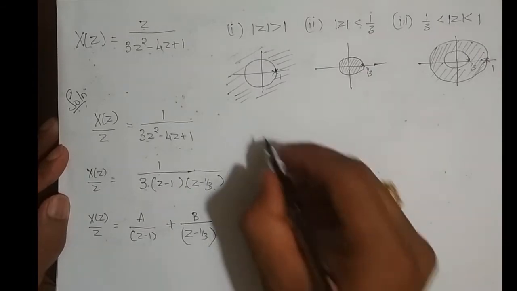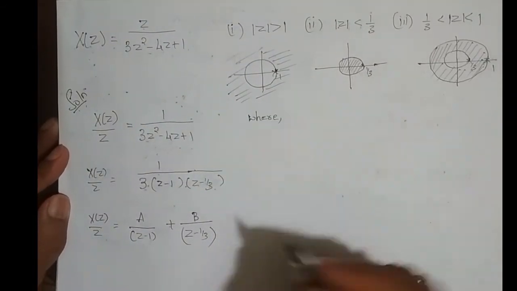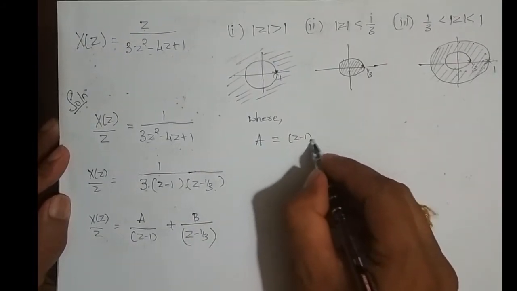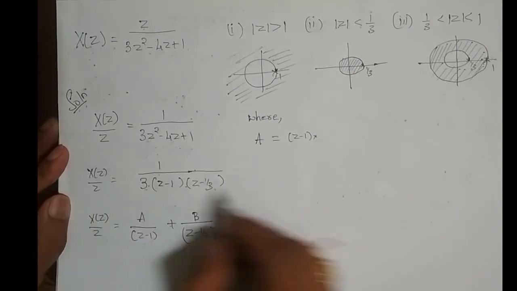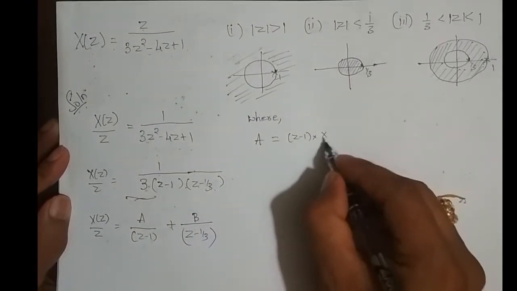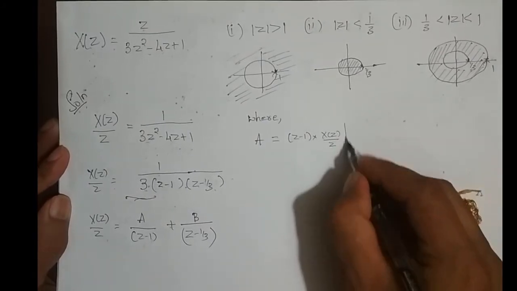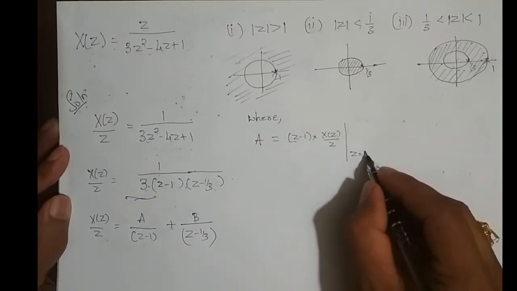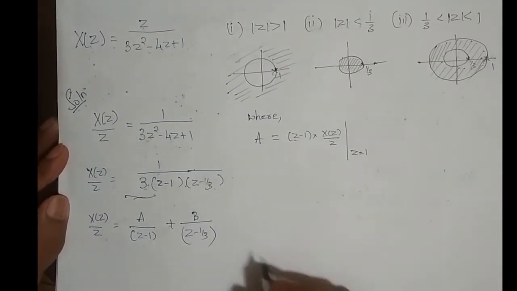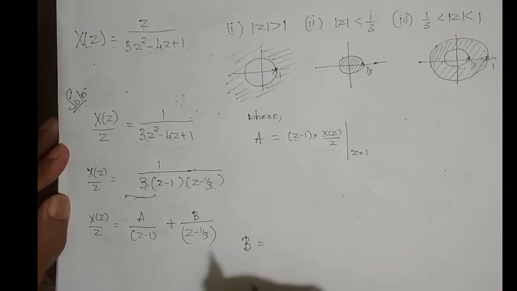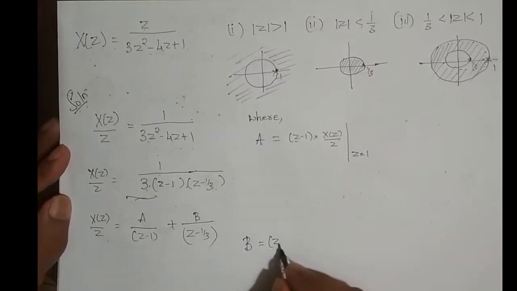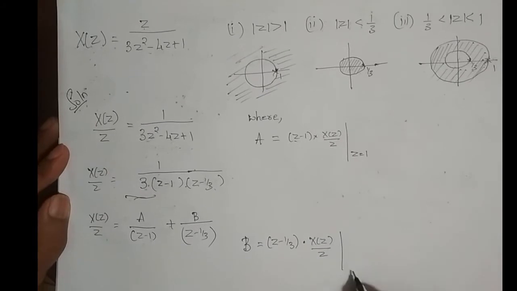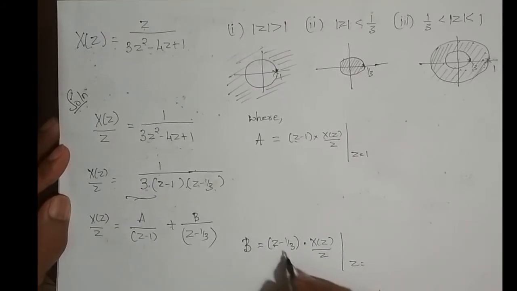Now I need to find the values of A and B. What is the formula? A is equal to z minus 1 into X of z by z, evaluated at the value of z for which the denominator becomes 0, that is z equal to 1. Similarly for B, the same procedure: z minus 1/3 into X of z by z, at z equal to 1/3, the value of z for which this goes to 0.